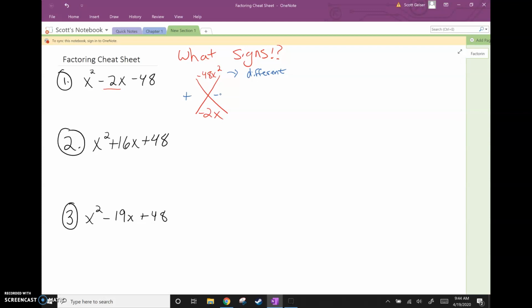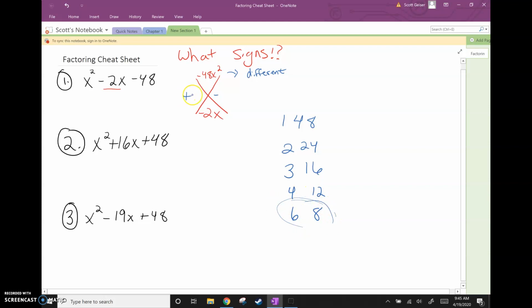So I can list out my factors if I need to. I would have 1 and 48, 2 and 24, 3 and 16, 4 and 12, 6 times 8. Got quite a bit of them here. The ones that would give me a 2 would be 6 times 8. Now I have to figure out which one's negative. Well, I have to add to a negative 2.